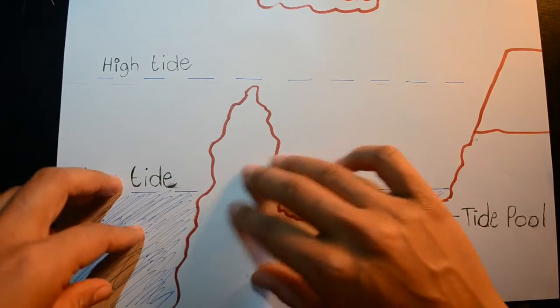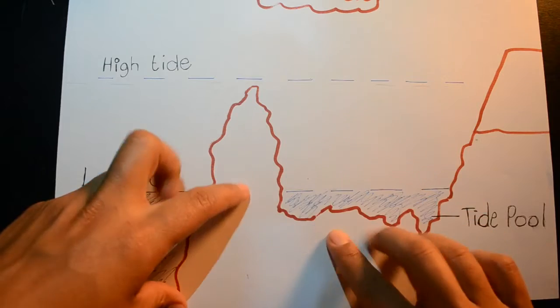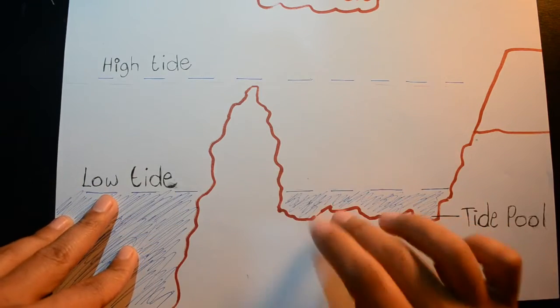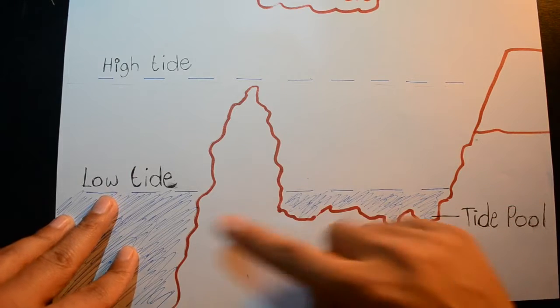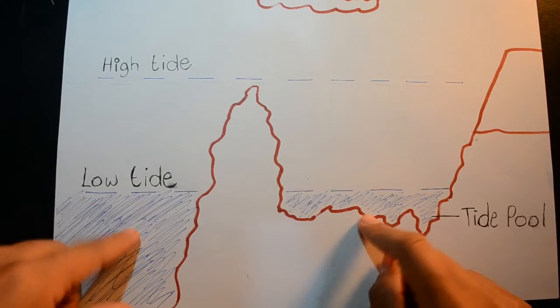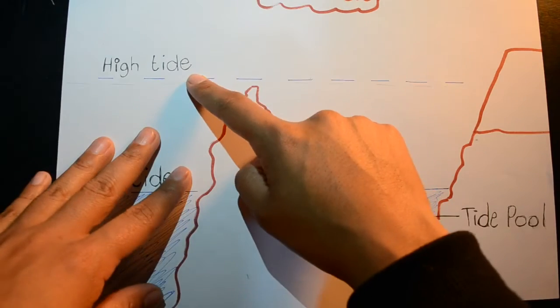And then this is a rock, and sometimes you'll see the rock is high in front, and then it comes down and it's low, and then there's some water here. And that makes the tide pool. Okay, but how does the water get from here to here? So that happens when the low tide, I put it here, becomes a high tide.